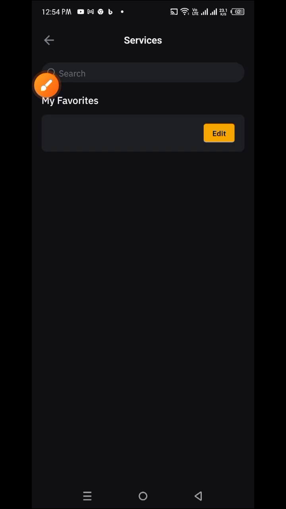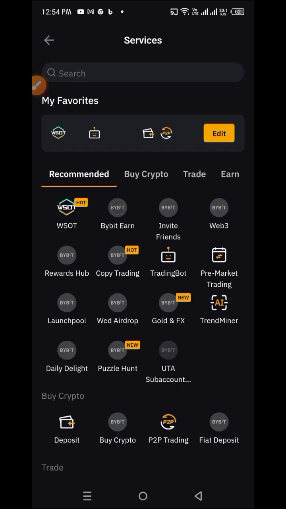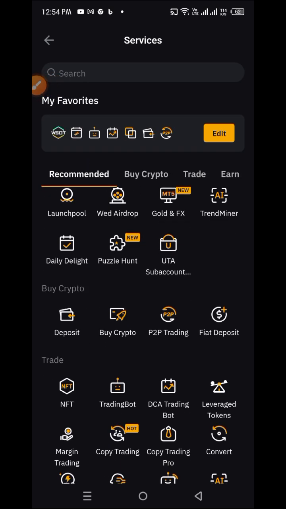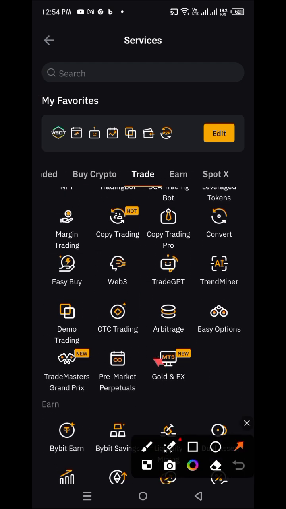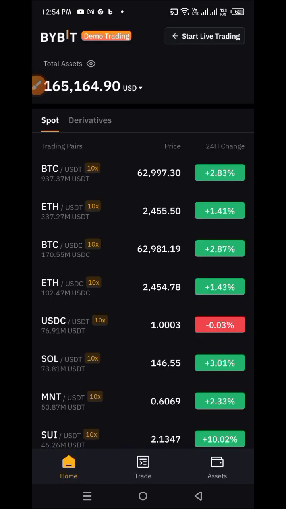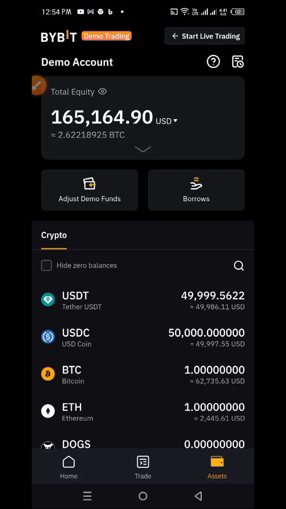When you click on more, it brings out all the menus. You just scroll down, and that's where it stays. It's at this point here. You select it. Okay, let's select it now. You can see it gives you an initial equity of, I think this particular one here is for Bitcoin, $165,000 to trade with.